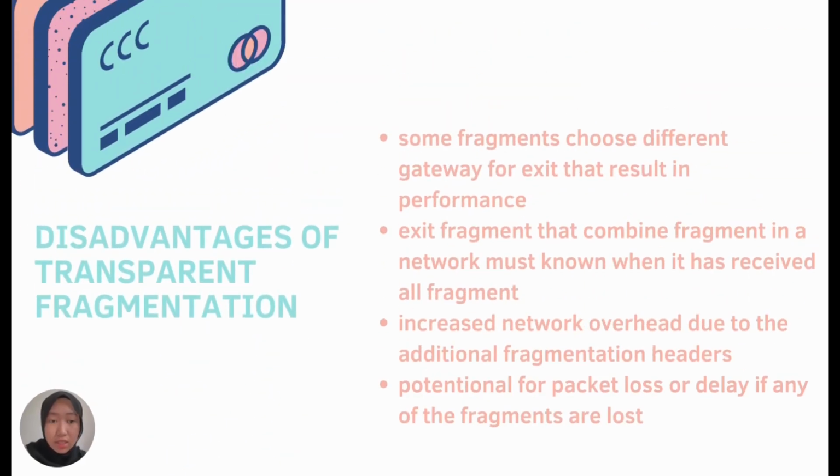So what are the disadvantages of transparent fragmentation? Firstly, some fragments choose a different gateway for exit, which will result in poor performance. Second, the exit gateway that recombines fragments in a network must know when it has received all fragments. Next, it will increase network overhead due to the additional fragmentation header. Lastly, there is potential for packet loss or delay if any of the fragments are lost.